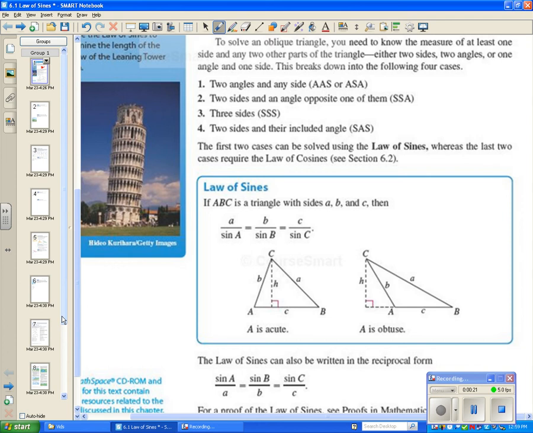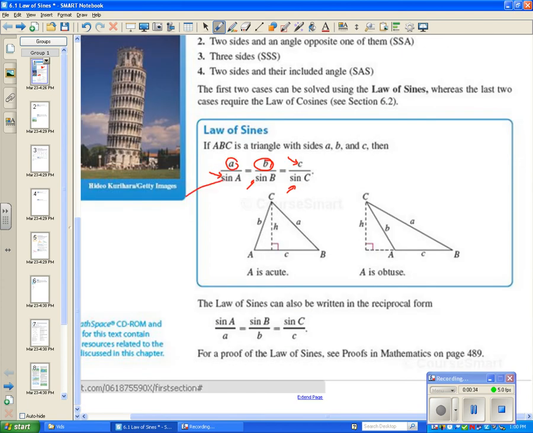Notice the formula is the side length a over the sine of the opposite angle, the side length b divided by the sine of the opposite angle, and the side length c divided by the sine of the opposite angle. Notice this can be rewritten with the sines on top and the a, b, and c on the bottom. Very simple. We'll prove this in class, but for right now we're just going to work with it.